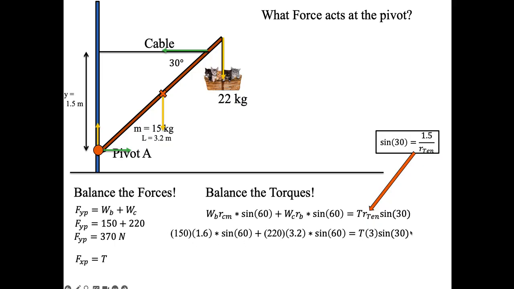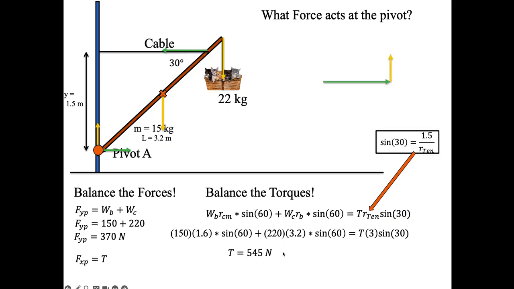Okay, so I've got this thing going on here, and 150 is the weight of the bar at 1.6 meters, sine 60. 220 is the weight of the cats, full length of the bar, 3.2 meters, sine 60. The tension acting at 3 meters, sine 30. And I know everything but T, so I can solve for T. So the tension is 545 newtons.